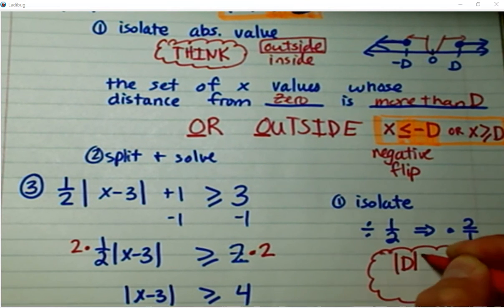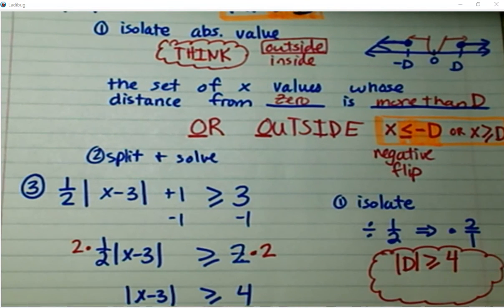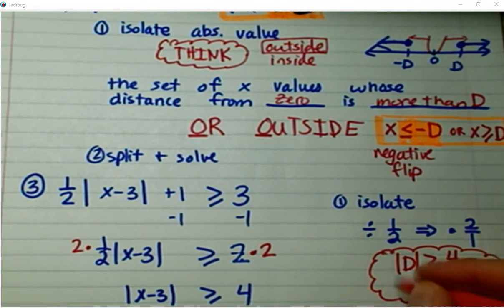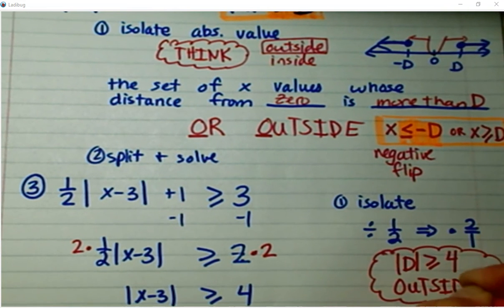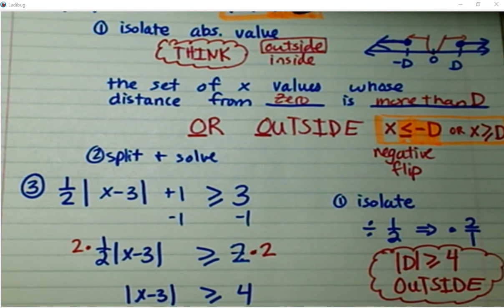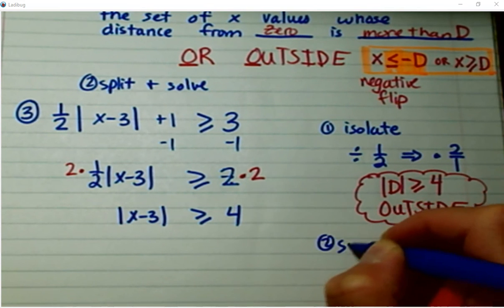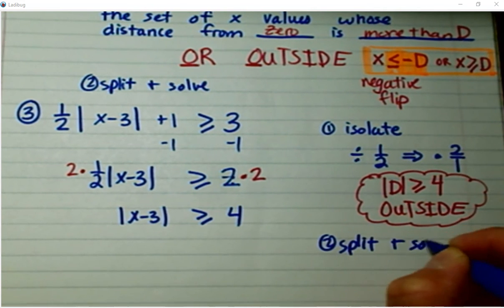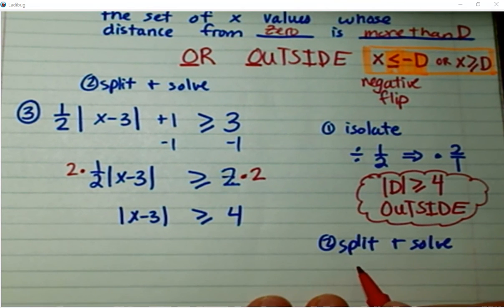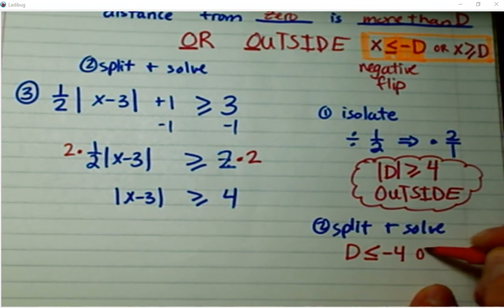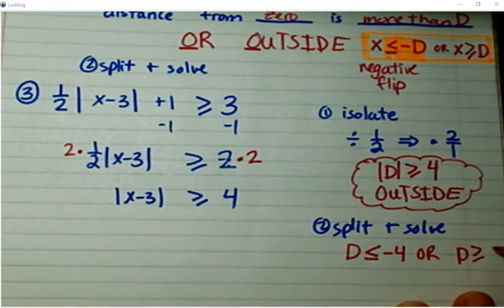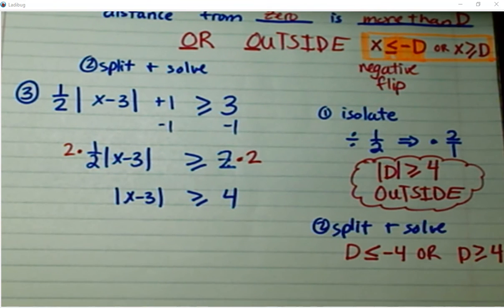The distance is greater than 4, which means I've got to get distances that are more than 4. So it has to go to the outsides. That is the only way to get distances more than 4. Okay, so I have to split and solve. How am I going to split this? It's going to go to the left of -4, or to the right of +4. Notice that's how you're going to go to the outsides.